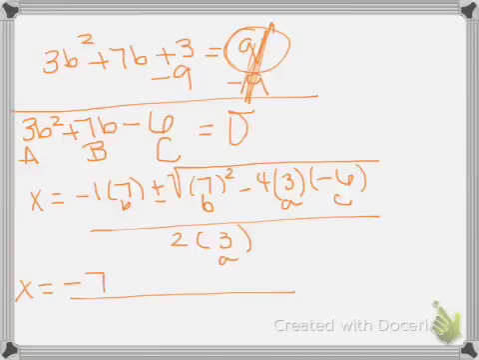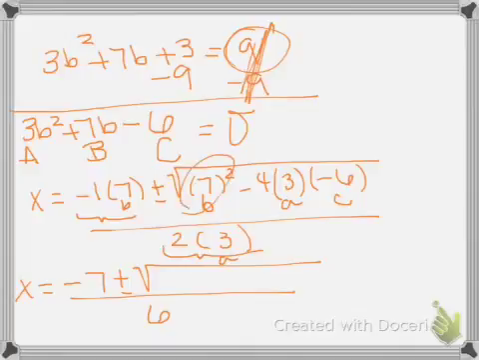We should get negative 7 when we multiply, and positive 6. 7 squared is our 49, and 4 times 3 is 12. 12 times 6 is 72. 2 negatives make a positive, so it's positive 72.